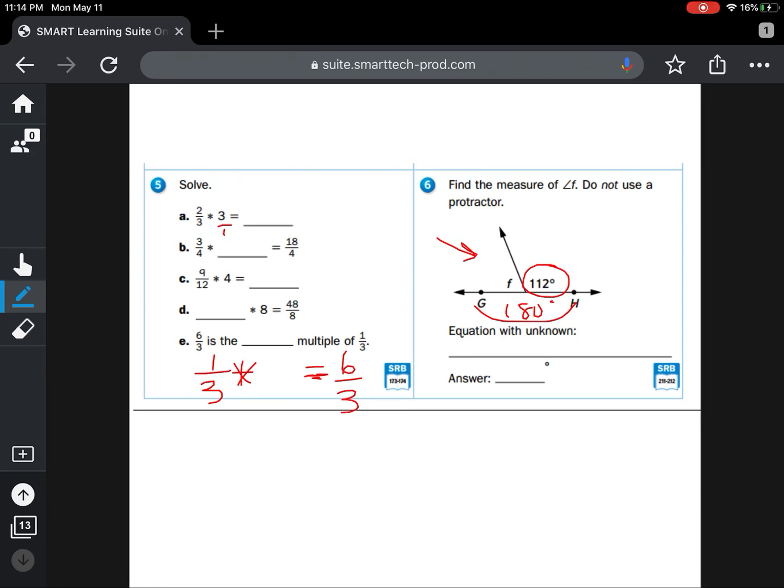What is angle F? You need to first give an equation with the unknown, and the unknown would be F. So make sure you put F for the unknown. Then tell me, what is the unknown? What is F? How many degrees?